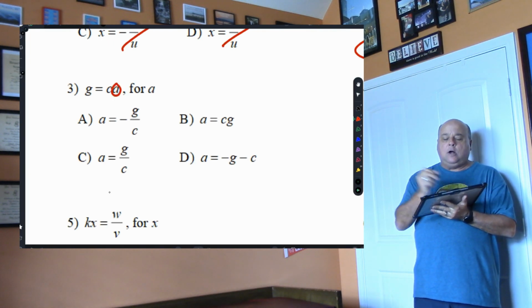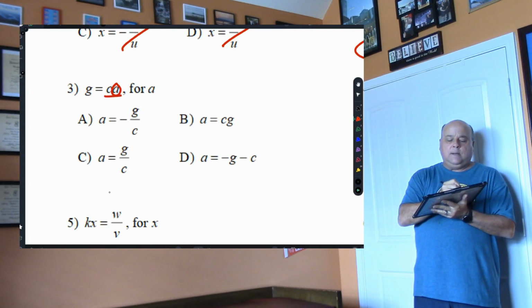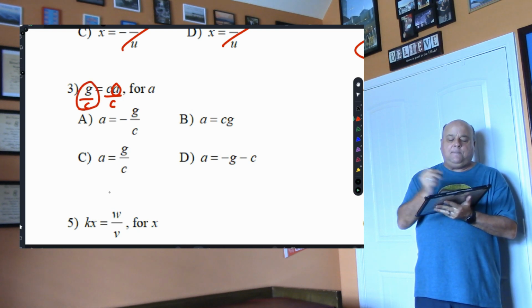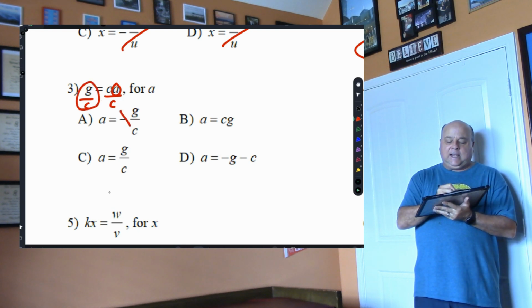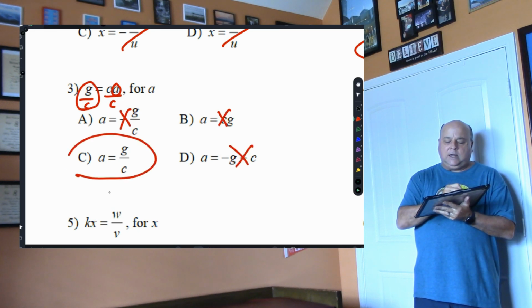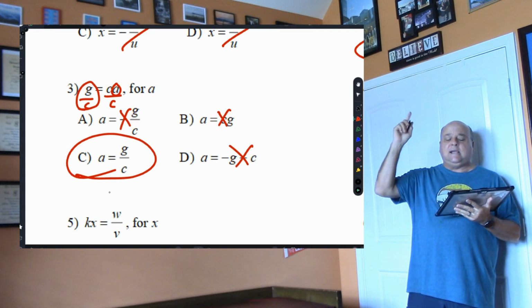I want to get the A all by myself. The opposite of multiply is divide, so I'm going to divide both sides by C. I need a G on top and a C on bottom, and it can't be negative. So a G on top, a C on bottom, right here is the answer. Piece of cake.